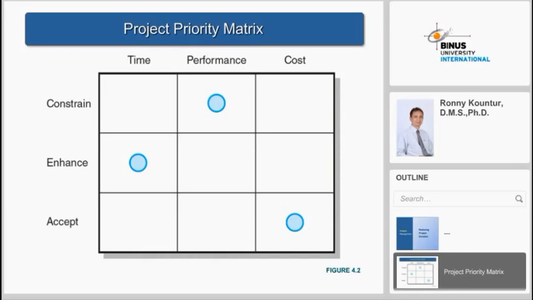And second, after constraint is enhance. Enhance means we can reduce the time. But when we reduce the time and maintain the performance, then we have to accept the cost, meaning there will be additional cost, so that we can get the right performance while reducing the time.